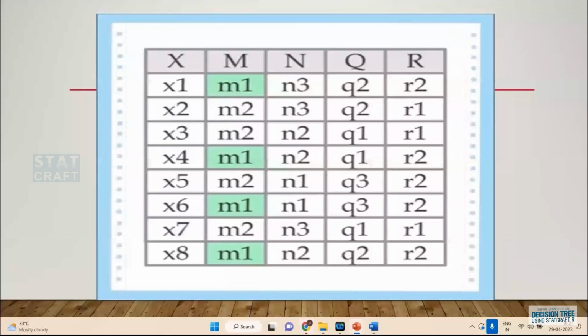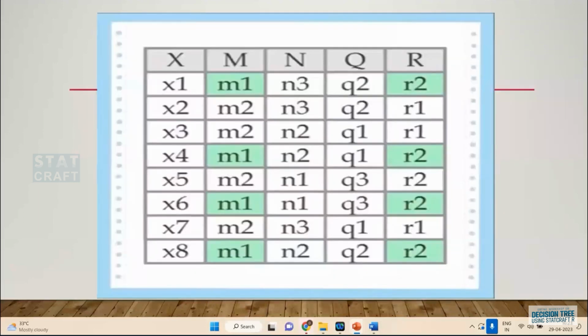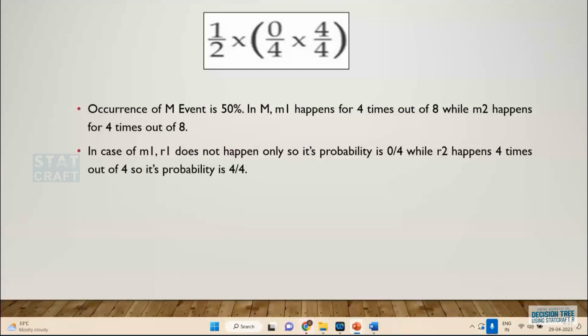This is M1. M1 happens 4 times out of 8, while M2 happens 4 times out of 8. So in case of M1, R1 does not happen at all, so its probability is 0 by 4, while R2 happens 4 times out of 4, so its probability is 4 by 4. Is it clear? Only R2 happens. So if I talk about M1, it is half, because M2 can also be there.